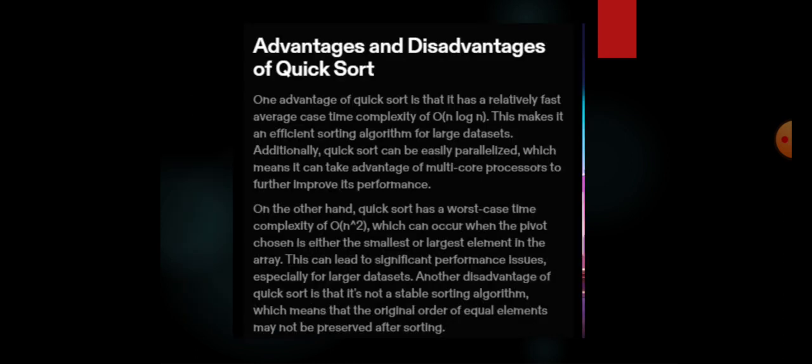Next, what are the advantages and disadvantages of quicksort? One advantage of quicksort is its time complexity relative to other algorithms. It is a better algorithm, and its time complexity is less. It takes big O of n log n time, and even the worst-case time complexity is only order of n squared. So compared to other algorithms, its performance is significantly high.